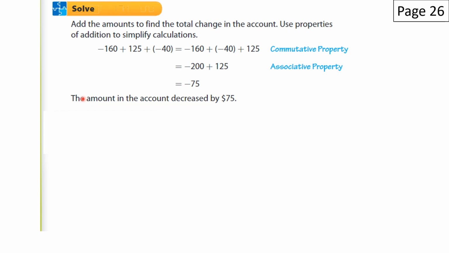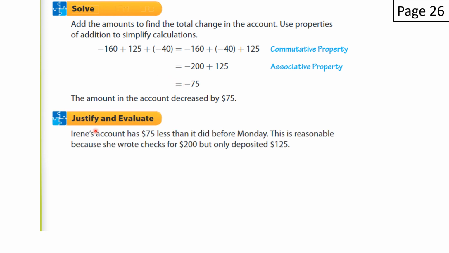So the account decreased by $75. That negative means it went down $75. Irene's account has $75 less than it did on Monday. This is reasonable because she wrote checks for $200 but only deposited $125.